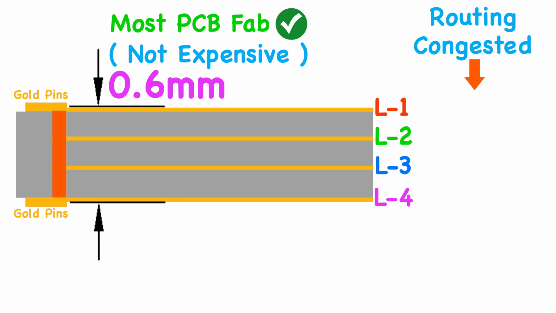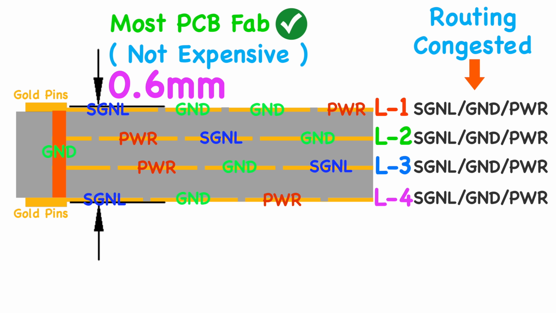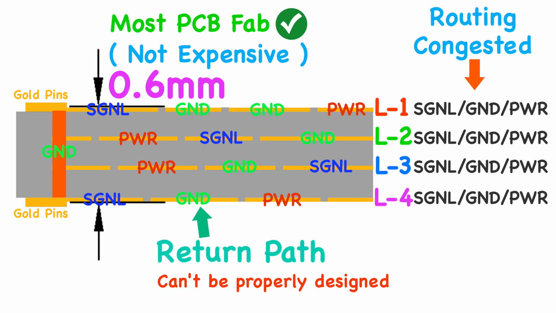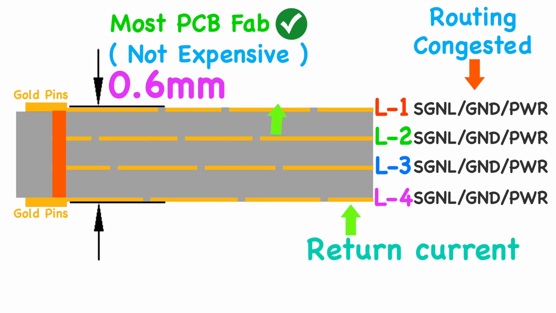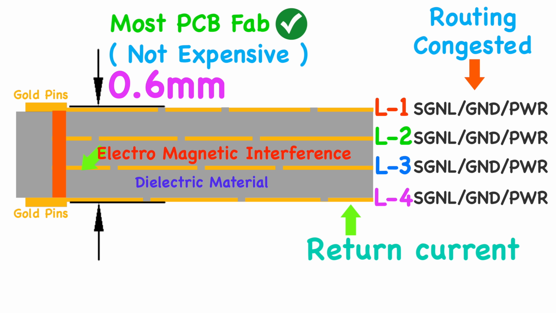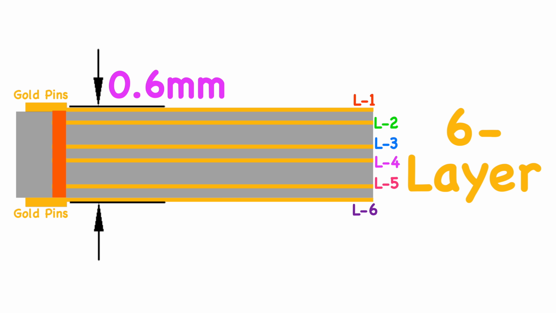But here's the problem. The routing gets too congested, forcing us to mix layers between signal, ground, and power planes. When you mix them this way, the return path, or commonly known as ground, cannot be properly designed. As a result, power and signal flowing through the PCB dielectric material will struggle to return directly to the gold pins, causing them to wander across the layers, leading to an issue that is commonly known as electromagnetic interference, or EMI. Surely this layout might actually work in real life, but you'll definitely face EMI issues due to the poorly designed return path. That's why we chose to go with a 6-layer PCB at 0.6mm thickness.